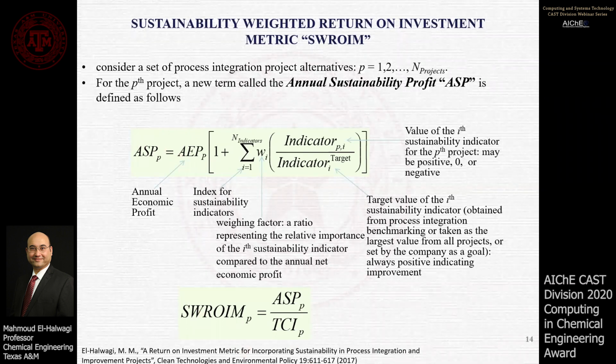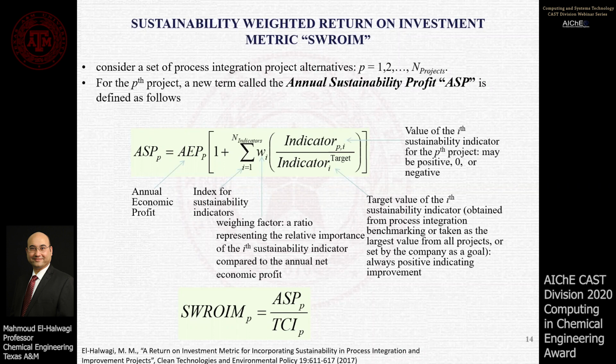And the decision makers are very much used to using this type of indicator, the return on investment metric, to make decisions. And therefore, they will look at the two numbers and feel comfortable making a decision based on both. And if the company is true to its core values, if the sustainability weighted return on investment is less than the threshold or the minimum acceptable return on investment, they should not go ahead and implement the project.